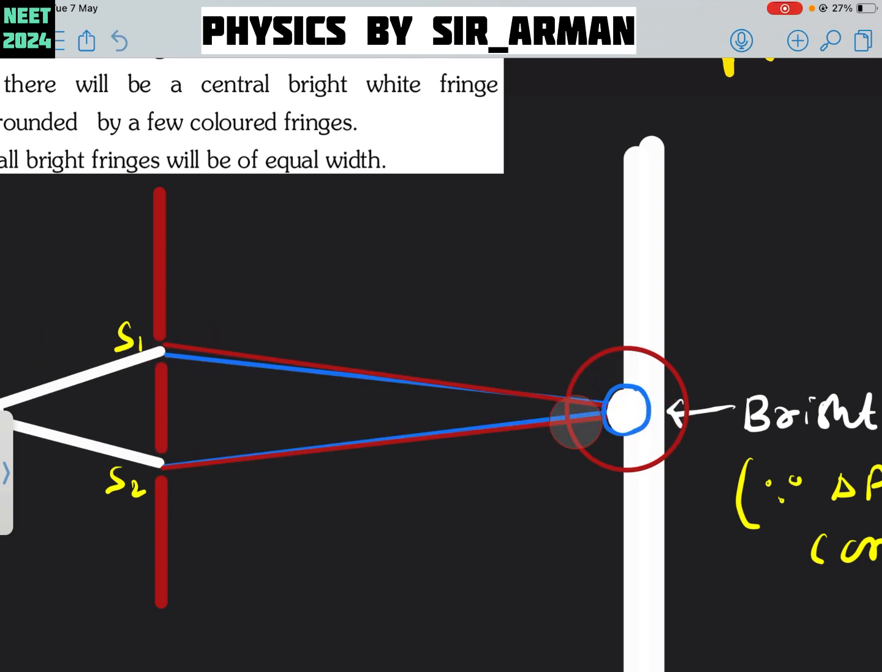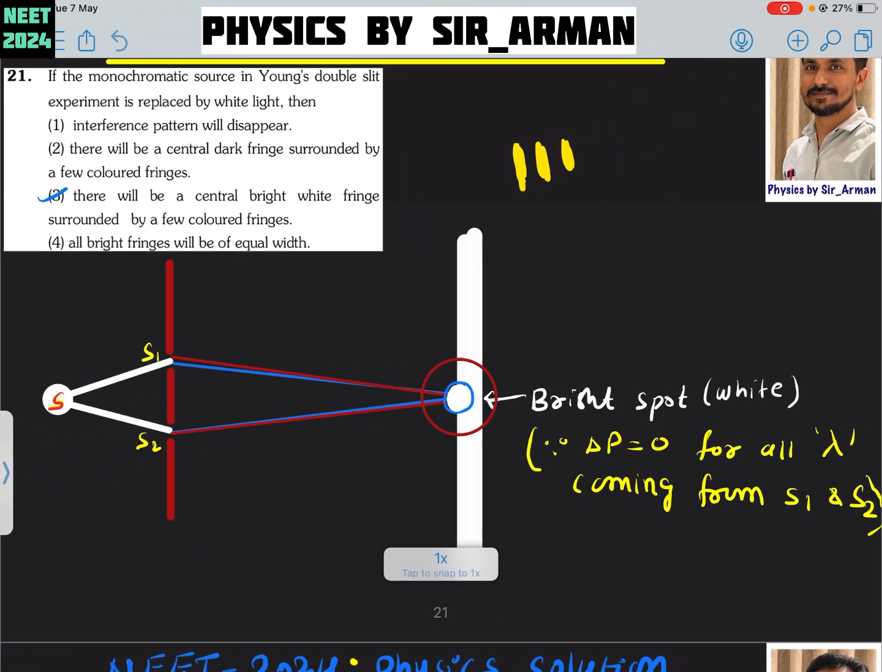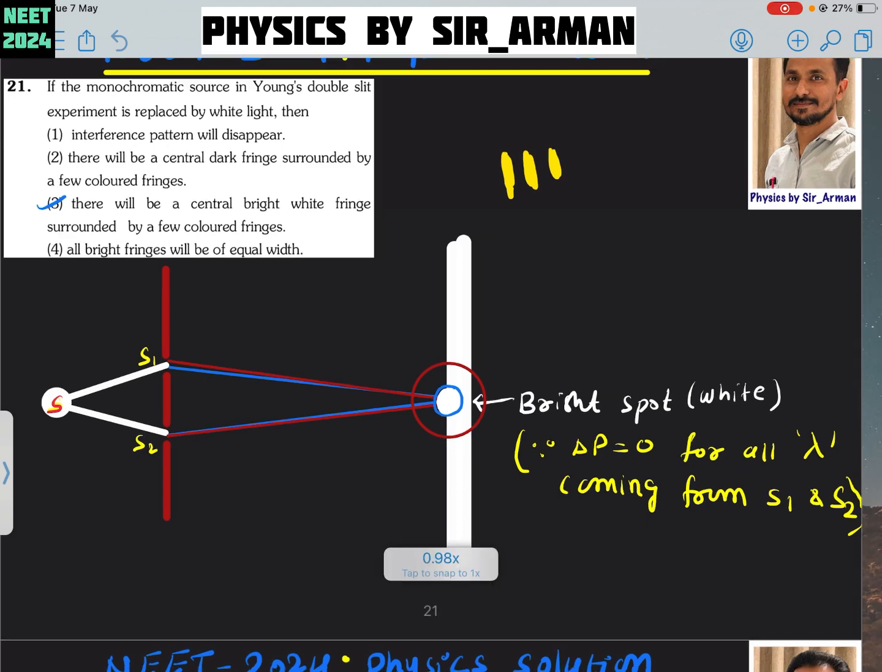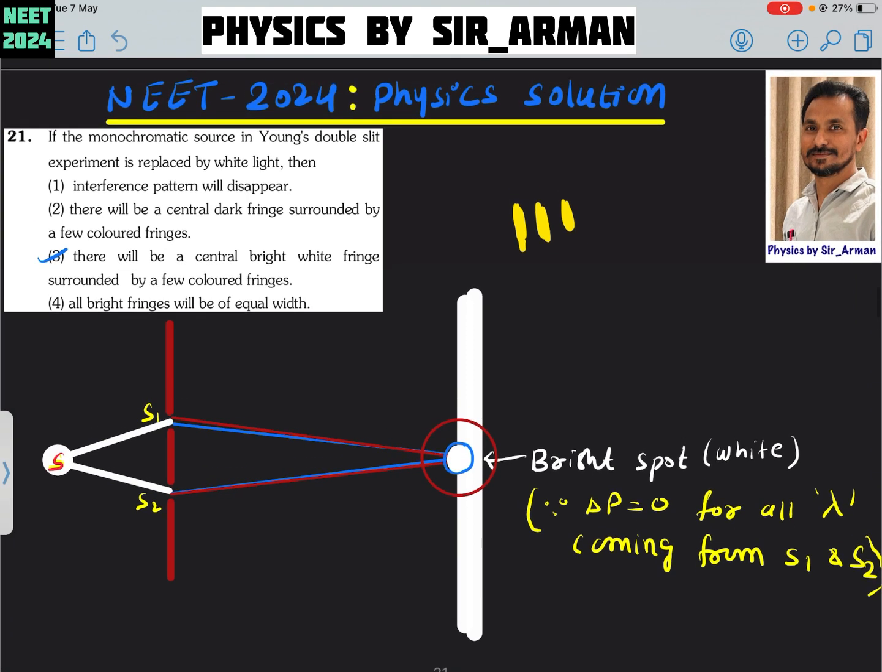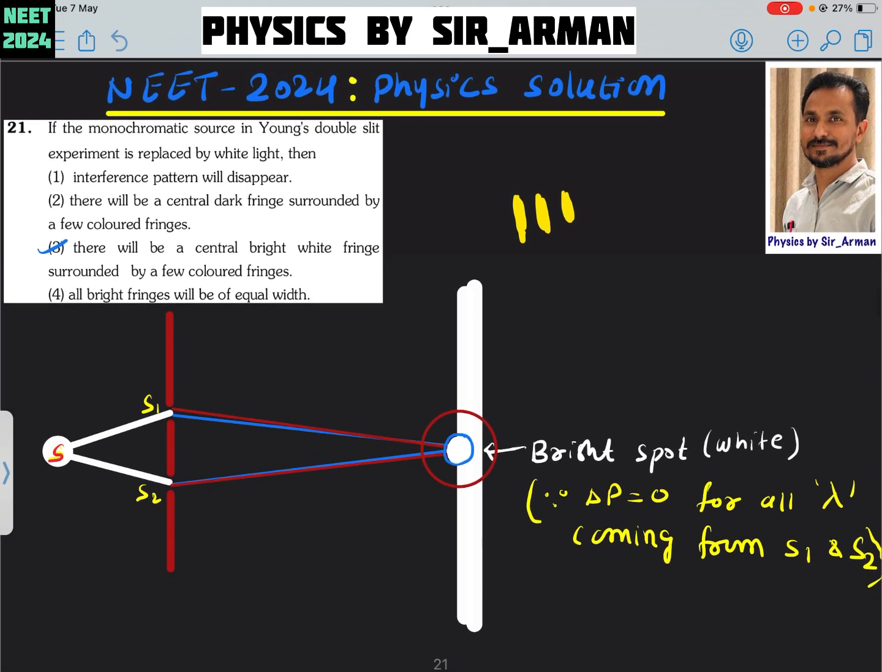As there is no path difference between any wavelength at the central point, there will be a very bright spot. So there will be a central bright spot, but what about the other part? The other part will be surrounded by colored fringes. Why colored fringes? Because all the light bends at different angles due to their wavelength. So they will produce color fringes according to their wavelength.